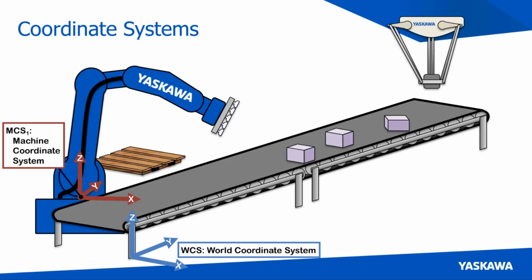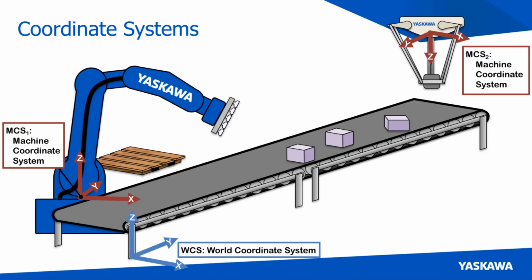So here we show it at the base of our robot, the machine coordinate system. But of course, that's not the only machine coordinate system, because we actually have two machines in this case. So we also have the machine coordinate system of the Delta robot. Now, one thing you may notice is that the Z axes are inversed, and actually so maybe are the X and Y axes.